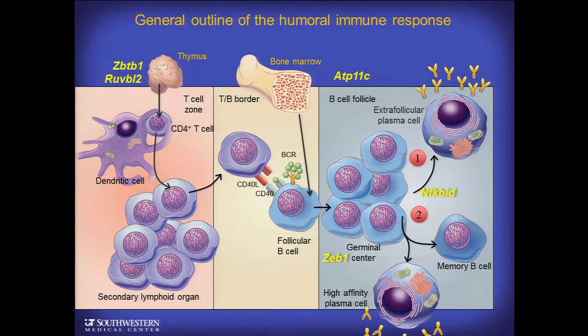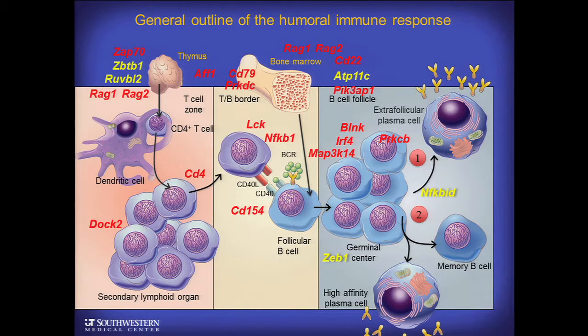It's another transcription factor. NF-κBID is a nuclear protein, a non-classical I-kappa-B-like protein, and it makes the decision, or at least is required for the decision, as to whether the expanded B-cell clone will go the route of becoming a short-lived antibody-secreting cell, or whether it will instead undergo affinity maturation and become a high-affinity plasma cell and contribute to the memory cell pool as well.